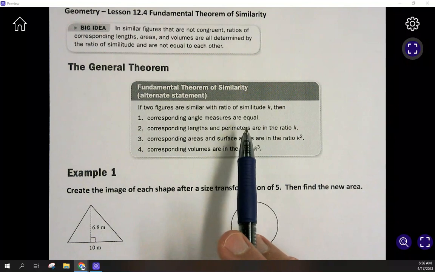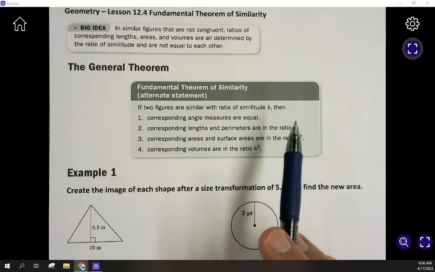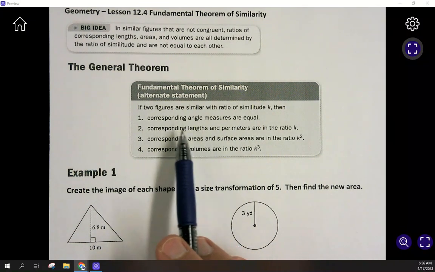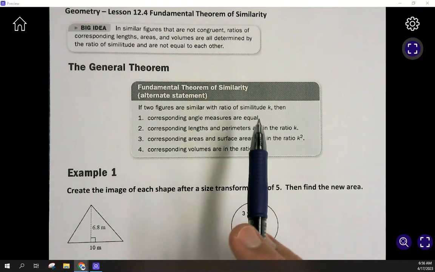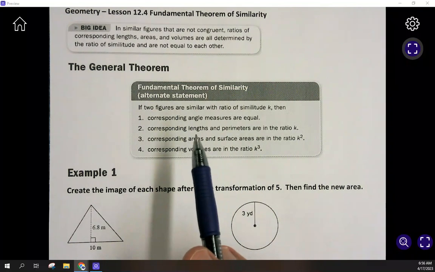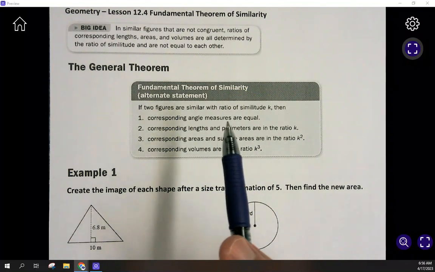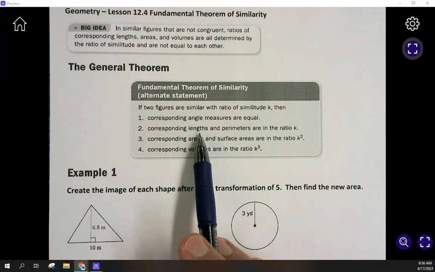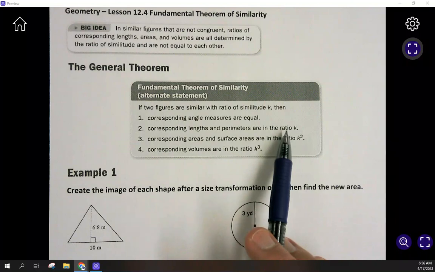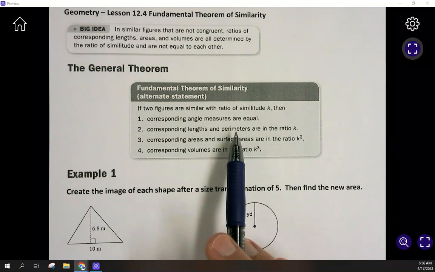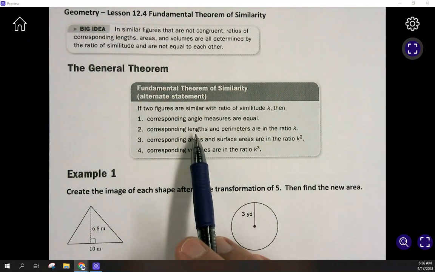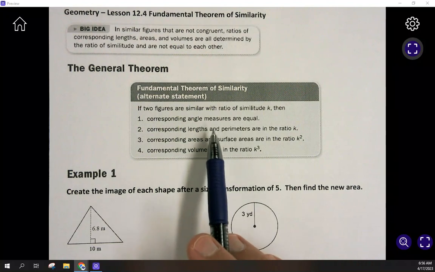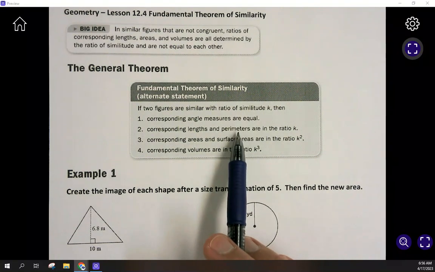Corresponding lengths and perimeters are in the ratio of k. That's what we've been studying. So all of the side lengths will have the same factor. So if they all increase by 5 times or half or 2 times, that's going to be true for all the lengths of the sides. They'll all be with the same factor of k, whatever it is. And because all the sides are changing by the same proportion or the same factor, the perimeters will as well.